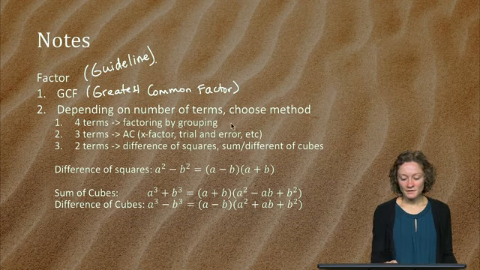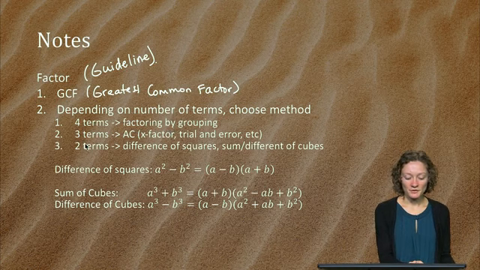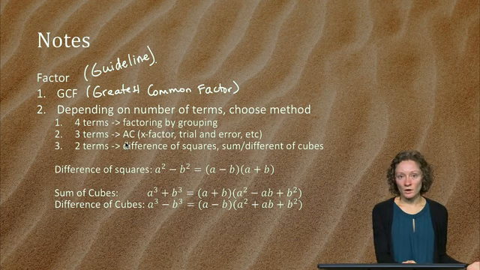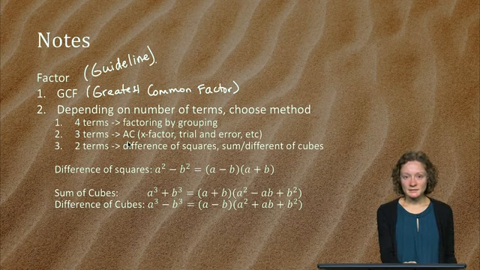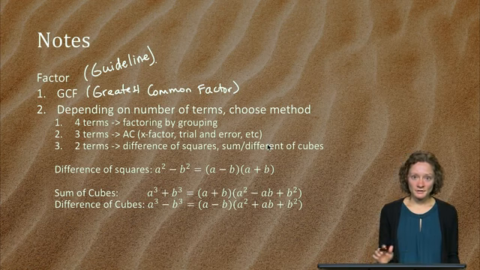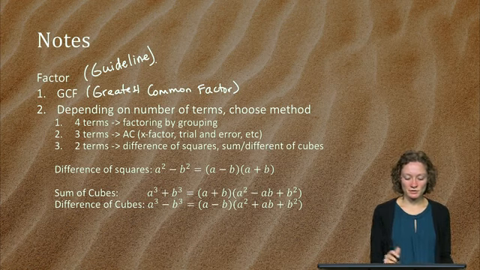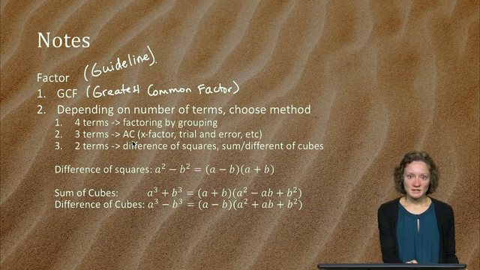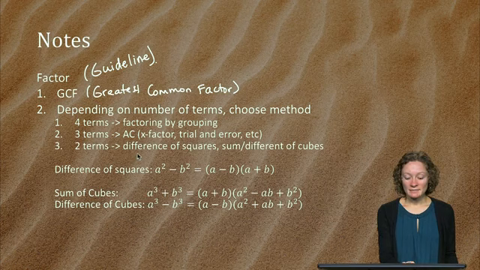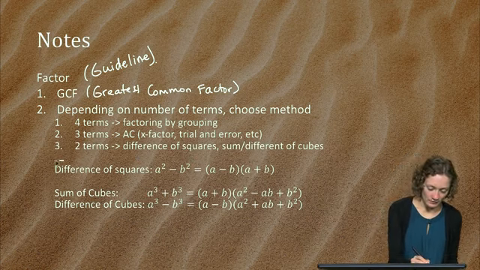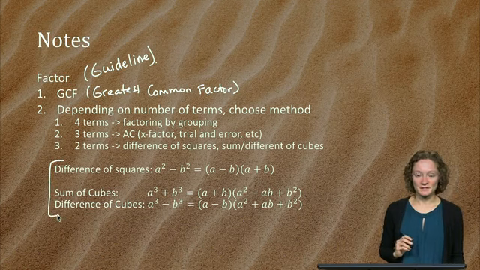Then, depending on the number of terms, you choose a specific method. If you have 4 terms, you'll use factoring by grouping. If you have 3 terms, you'll use any one of the 3-term methods. AC is typically the most common. You may have seen X factor, trial and error. There are tons of them out there, so it doesn't matter which one you use. The one that I'm going to use is AC, just to stay consistent. And then if you have 2 terms, you attempt to factor with difference of squares or some difference of cubes. And then I have the formulas for each of those new methods of factoring.